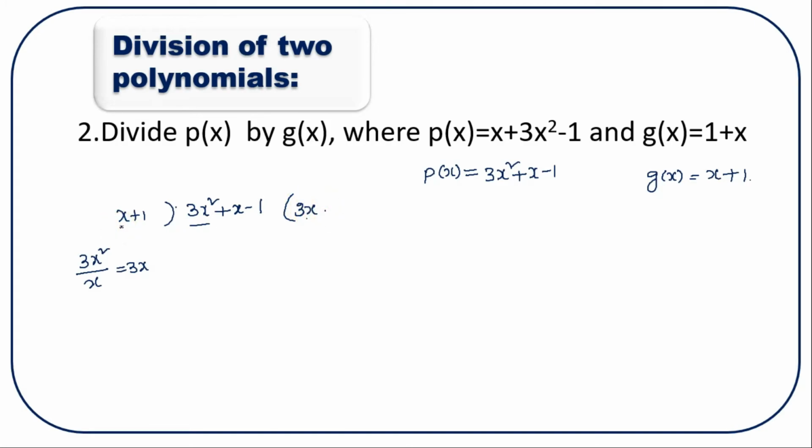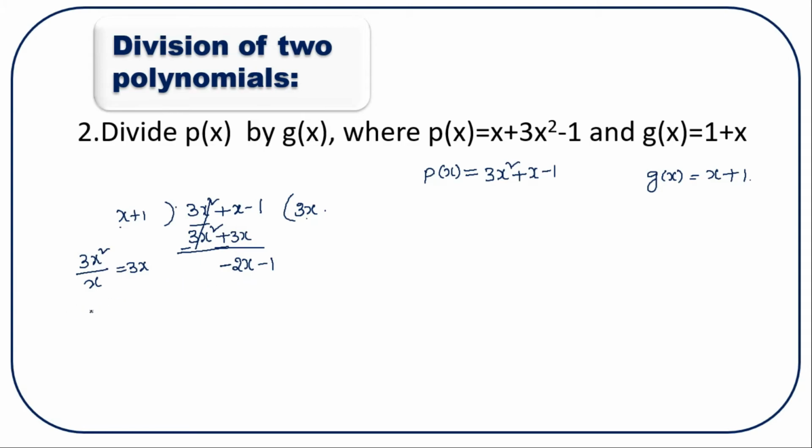Now, multiply whole divisor with 3x. Multiply x plus 1 with 3x. x into 3x, 3x square, plus 1 into 3x, plus 3x. Now to subtract, change the signs. These both will get cancelled. Plus 3x square minus 3x square cancels. Plus x minus 3x will become minus 2x. The other term we have to bring down as minus 1.